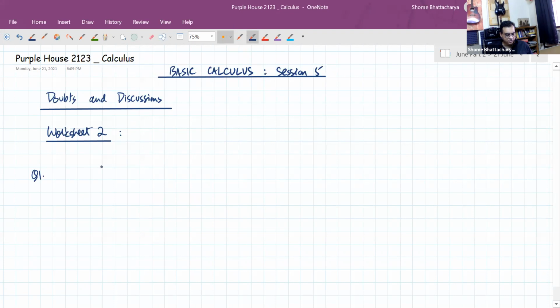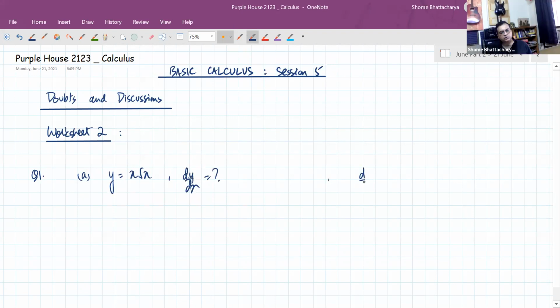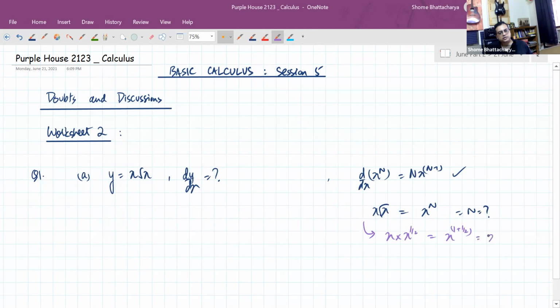Question 1, let's just look at a few of the subparts, like y is equal to x root x, and we want to find dy by dx. So basically what we want to do here is use the formula of differentiation of x to the power n. For this, we express this as x to the power some n. So how to do that? Here this is x multiplied by x to the power half. So we can write it as x to the power 1 plus half, or x to the power 3 by 2. So our n is 3 by 2.